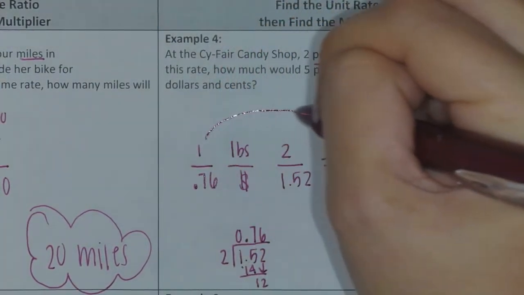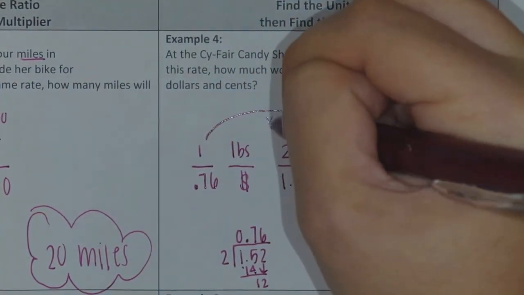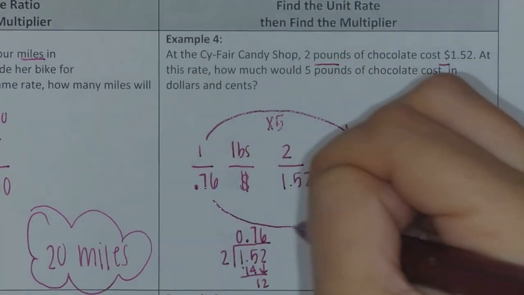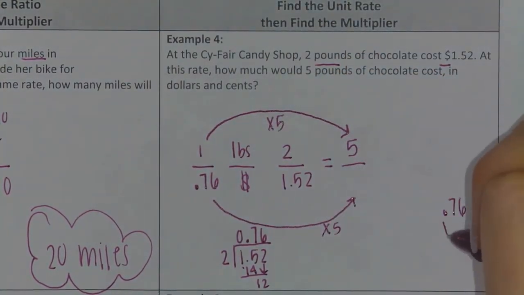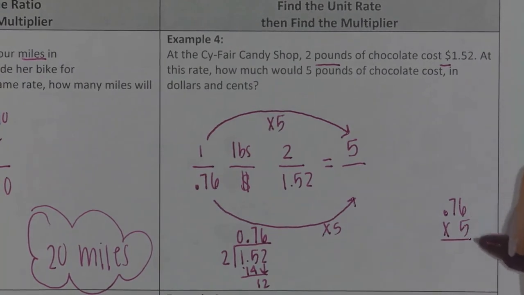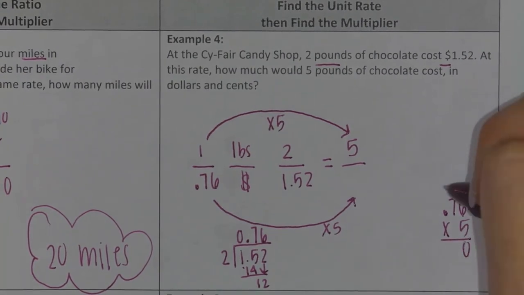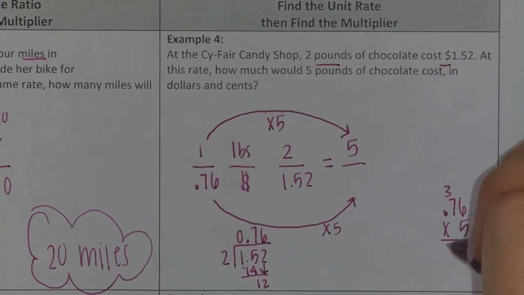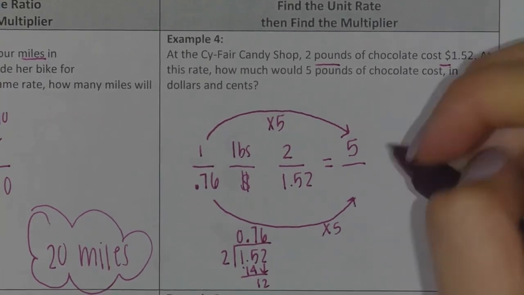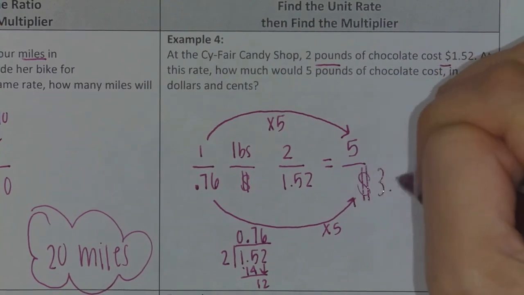And then I can use my scale factor to go from 1 to 5, which would be times 5. So 76 cents times 5 would be 6 times 5 is 30. So write the 0, carry the 3. 7 times 5 is 35 plus 3 more is 38. My decimal needs to get moved 2 places for $3.80.